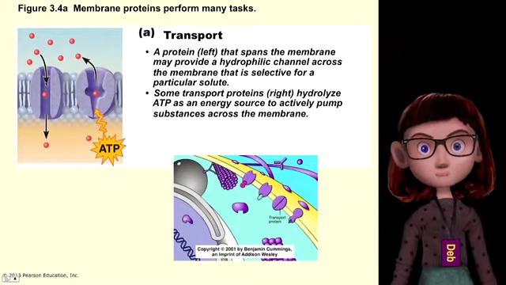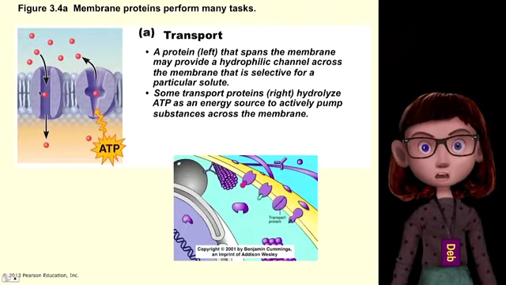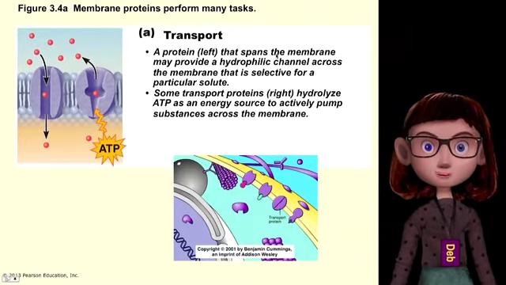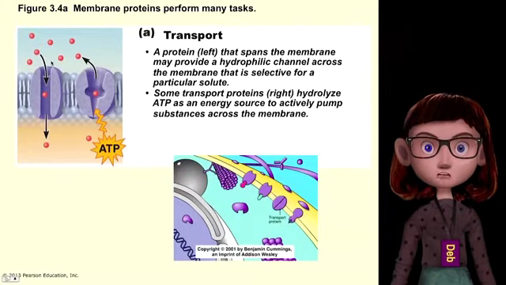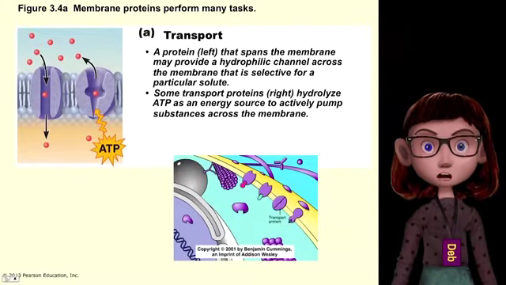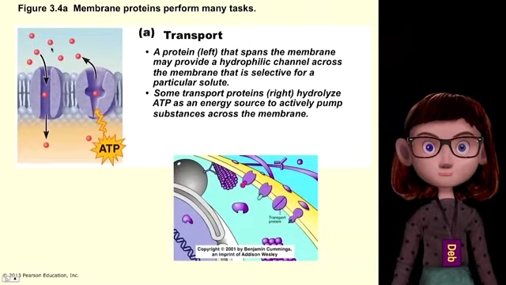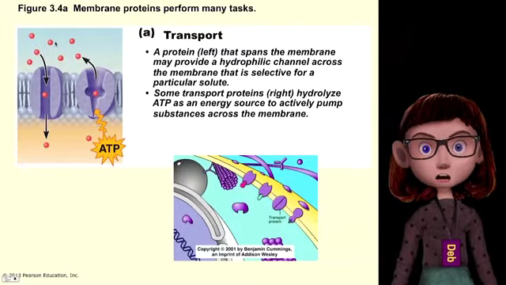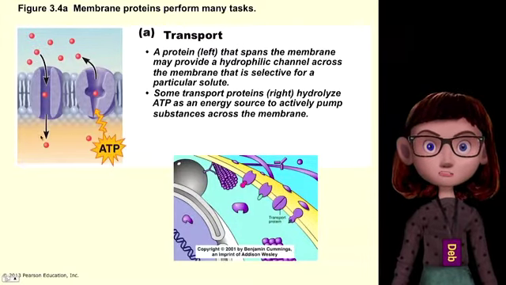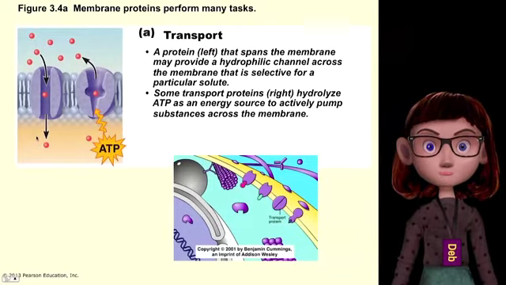These go all the way through the membrane, and they provide a hydrophilic channel, meaning it's filled with water. So things that are polar can't go through the lipid, so they can go through this channel. There's actually a couple of types of channel proteins, but this is passive, so the substances will move down their concentration gradient from one side of the membrane to the other through these channel proteins.